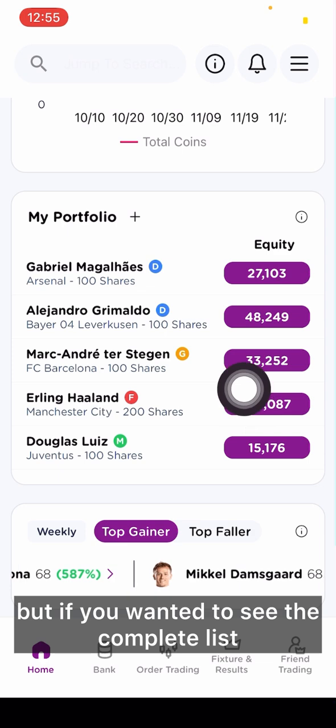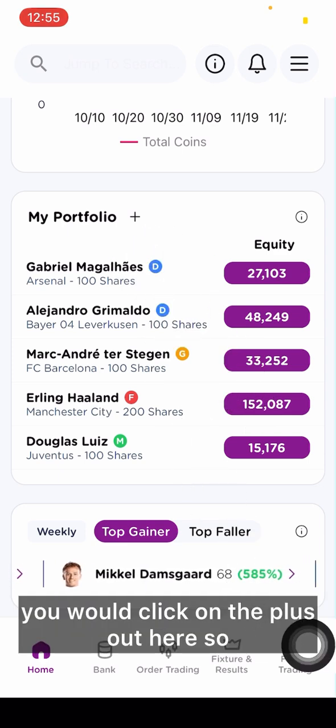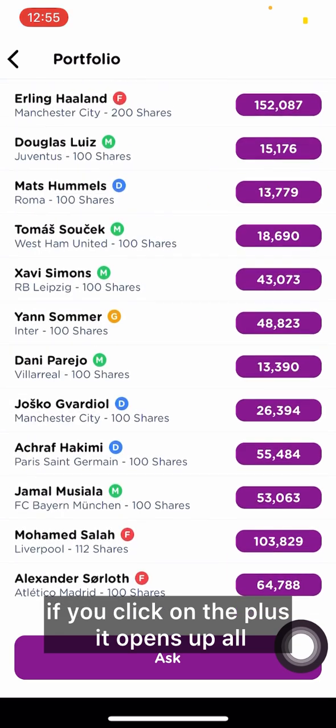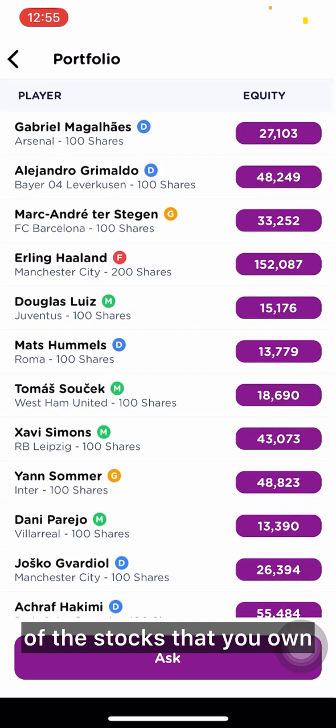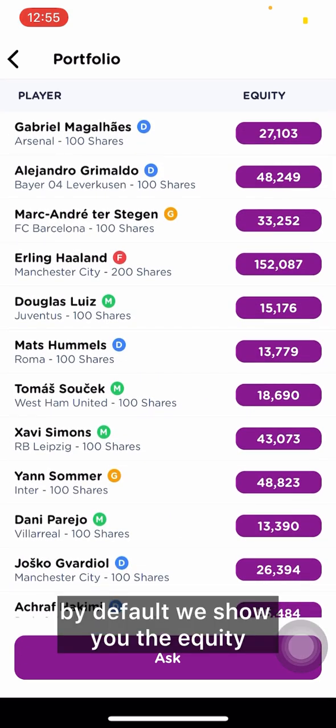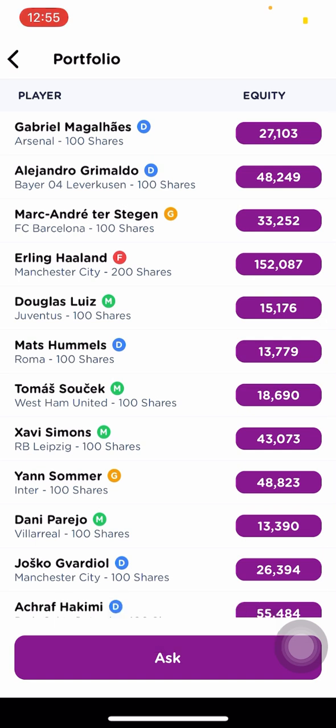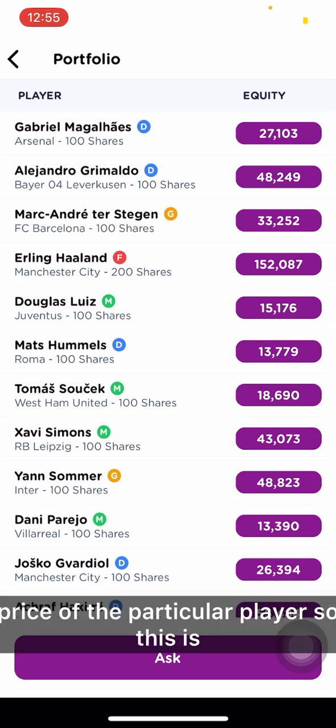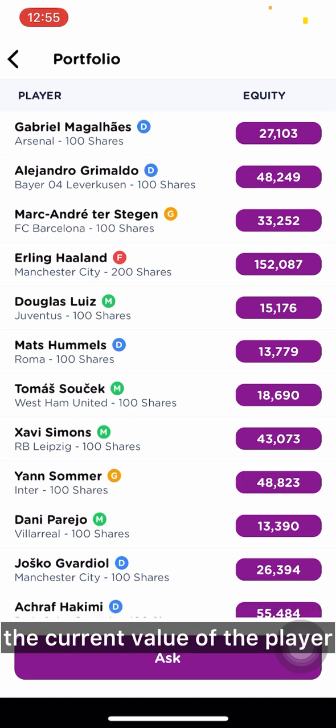But if you wanted to see the complete list, you would click on the plus out here. So if you click on the plus, it opens up all of the stocks that you own. By default, we show you the equity, which is the shares multiplied by the current price of the particular player. So this is the current value of the player.